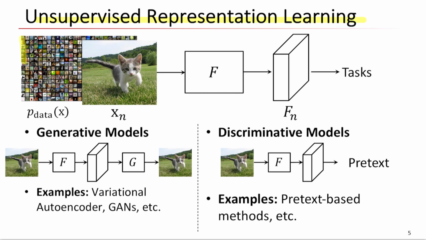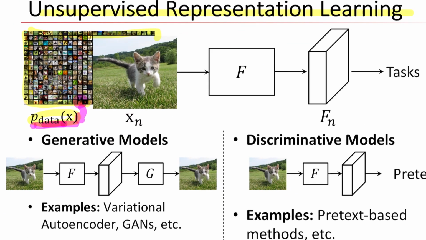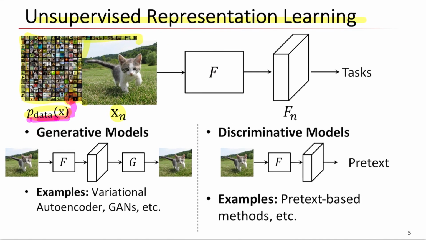There are so many kinds of training sets, like this, or the real data set. We can assume that this real data set follows a data probability, which means each image follows this probability. We don't know which probability was used, but we can assume that there was some probability that generated this real data. Then there is one sample from the training data, let's say x_n. What we want to do is to find this mapping function f to generate f_n, the representation of this x_n, by using some kind of task. But in this case, we don't have any ground truth.